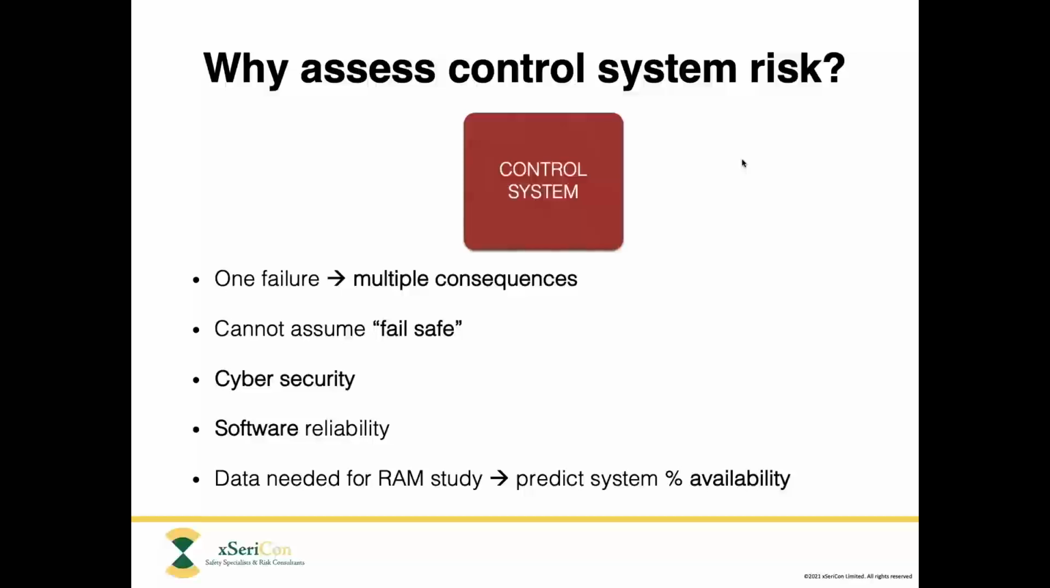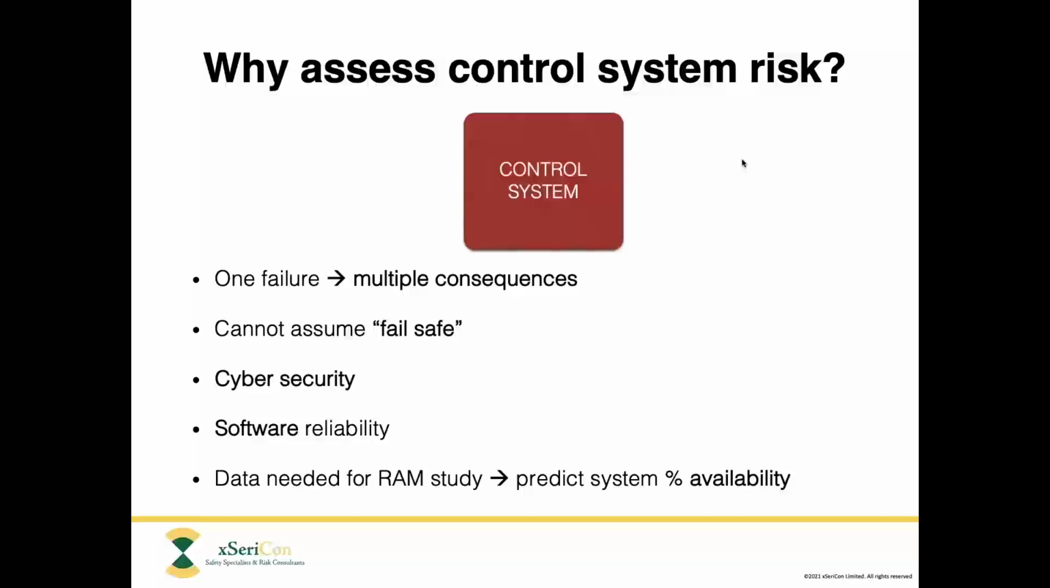A fourth issue that is peculiar to the control system is that we have application software in there, which is dedicated to our own process. And we need to think to some extent about the reliability of that software. How can we assure its reliability? And we'll talk about that a little bit more later.